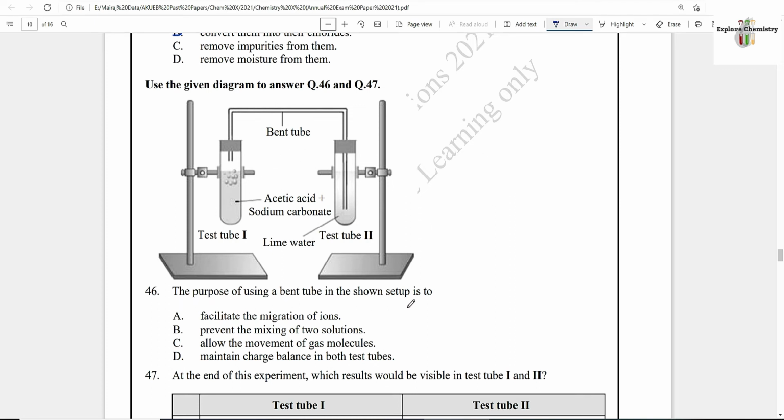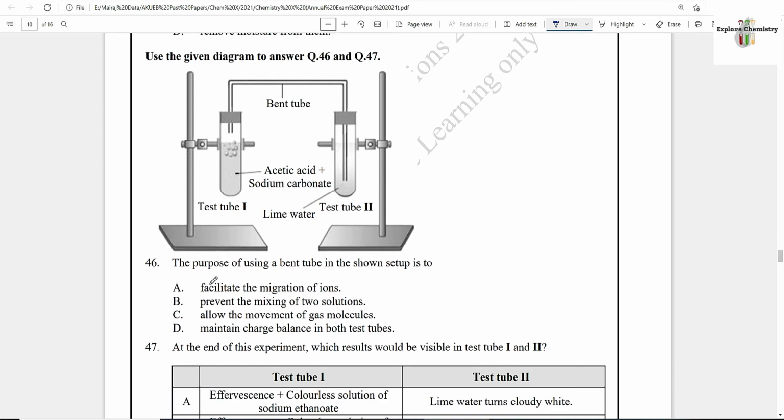The purpose of using the bent tube in the shown setup is to facilitate the migration of ions? No, ions are not traveling through this bent tube or delivery tube. Prevent the mixing of two solutions? No. Allow the movement of gas molecules? Yes, this is the correct answer. Maintain charge balance in both test tubes? No, there is no charge transfer here.